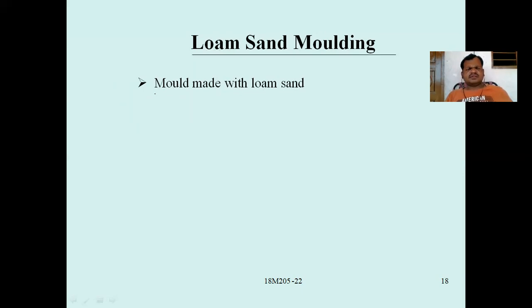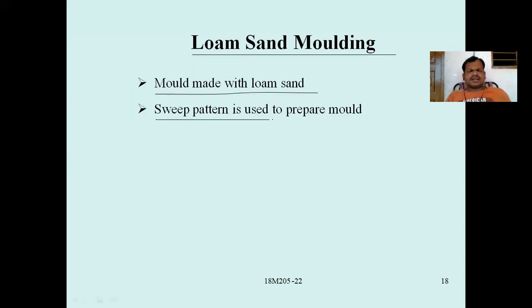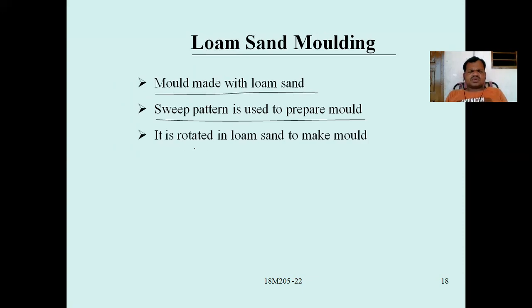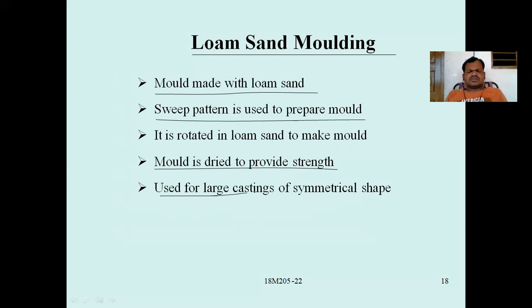Molds are made with loam sand, and a sweep pattern is used to prepare the molds. It is rotated in loam sand to make the molds, and the mold is dried to provide strength. It is used for large castings of symmetrical shapes.